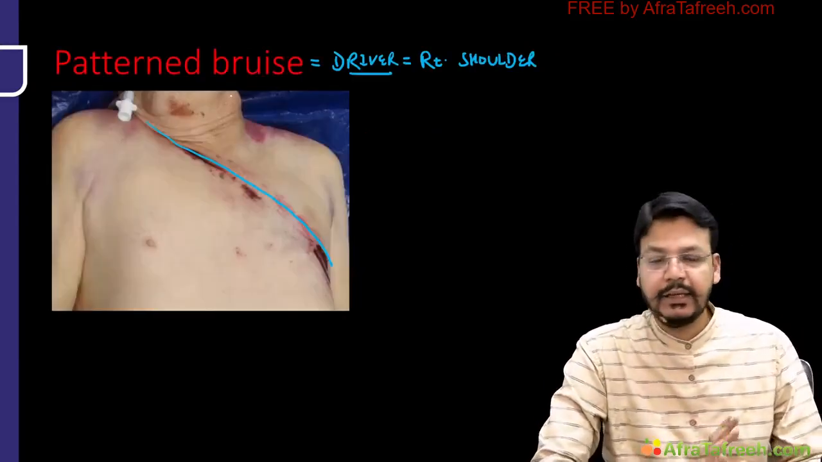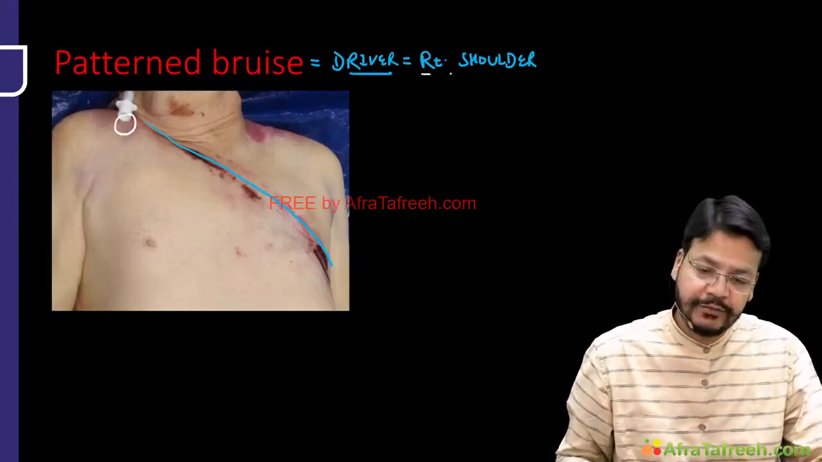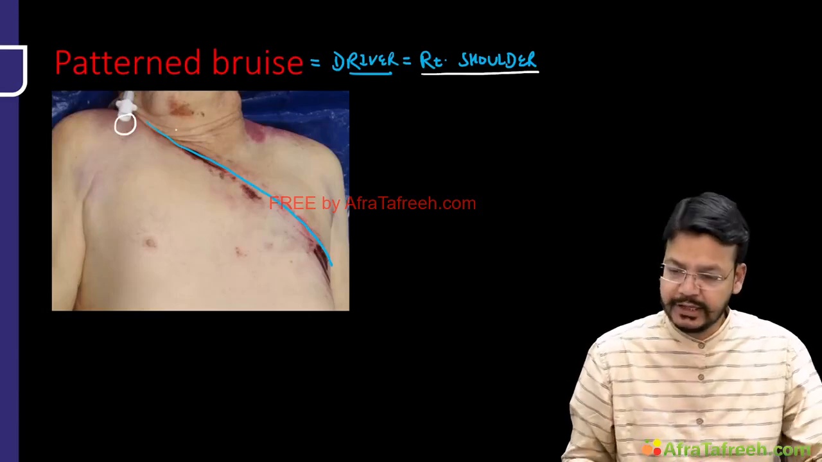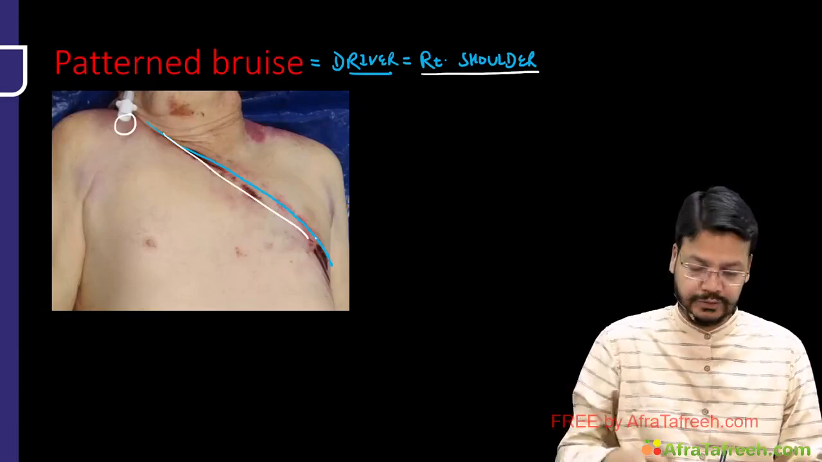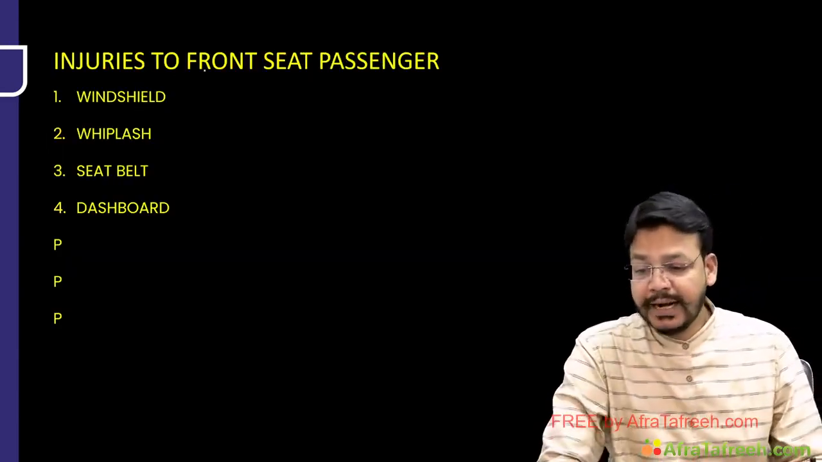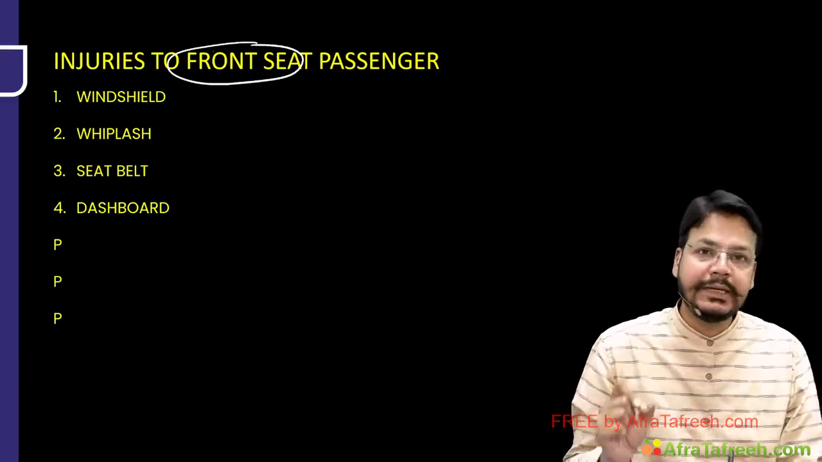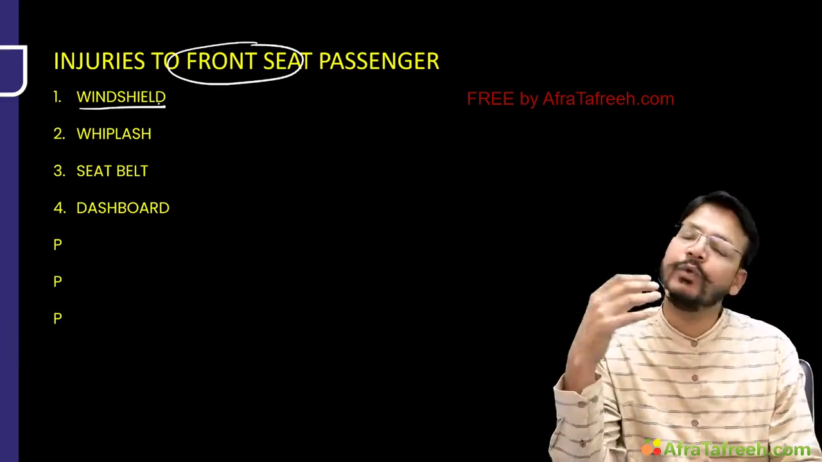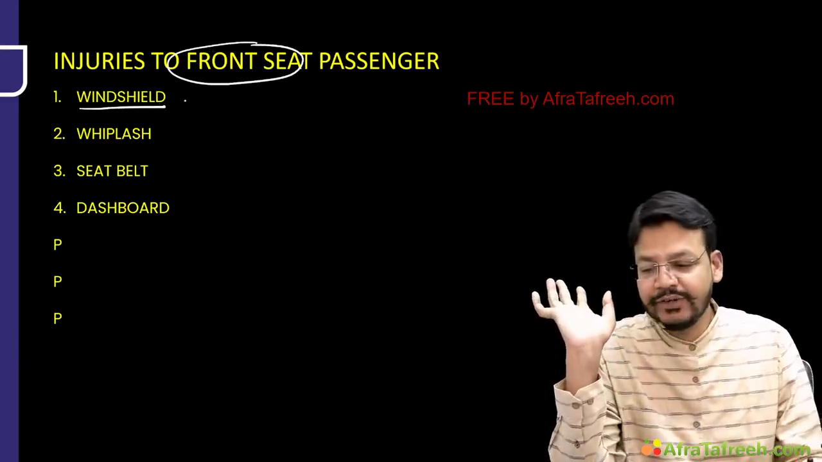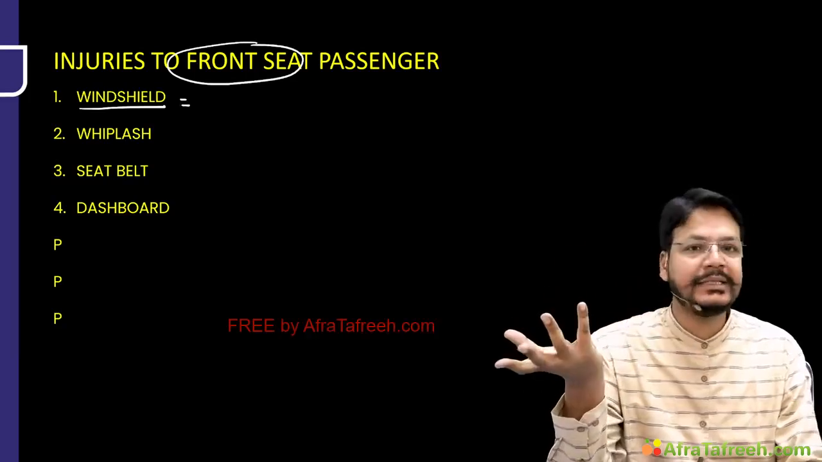Now, as you can see, the bruise starts from the right shoulder in the driver. It will be seen on the right shoulder, then it goes in this direction. We have already discussed this one. This is the pattern bruise. Now, my dear friend, if you are not the driver but a front seat passenger, you will have all the same injuries which we have seen in the driver. There will be windshield injury, the sparrow foot mark, or the dicing injuries.